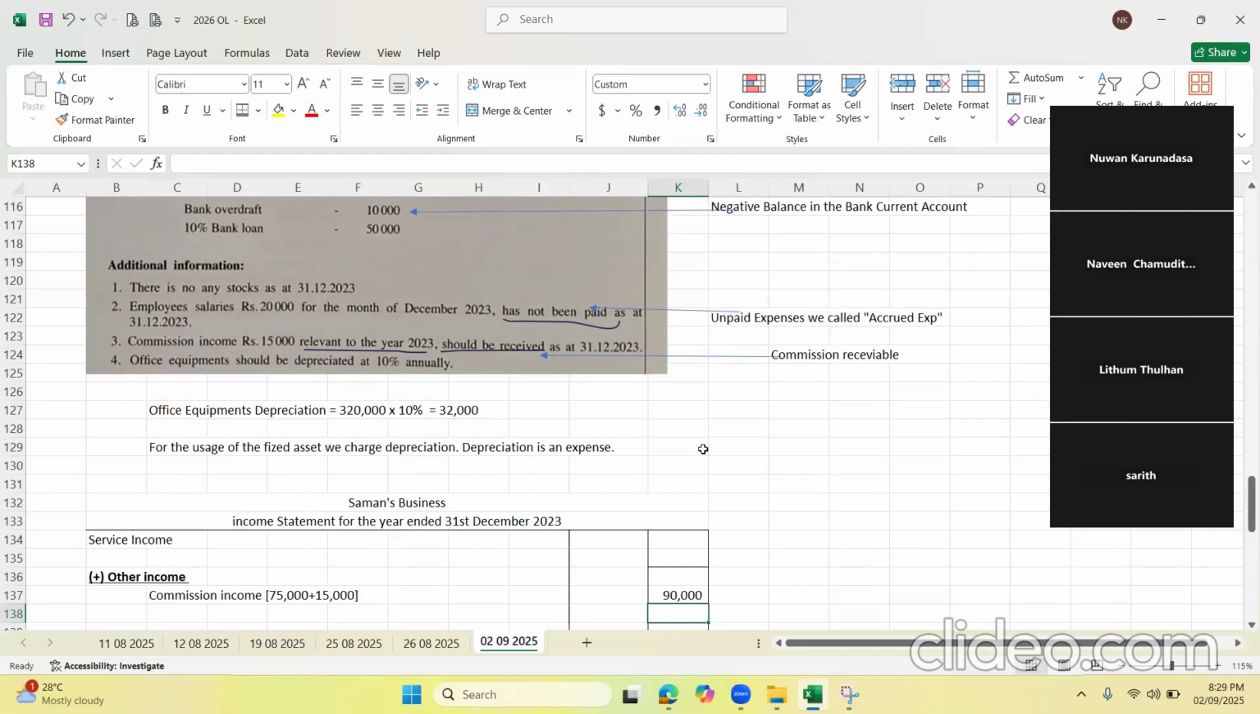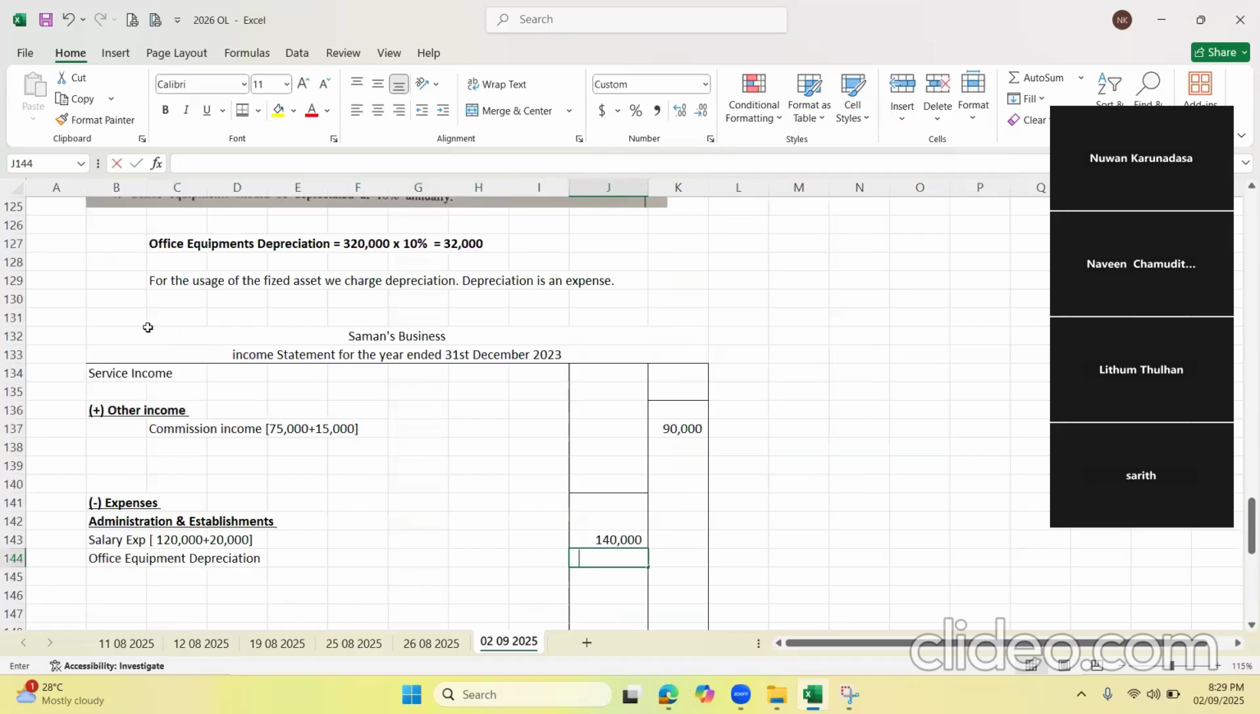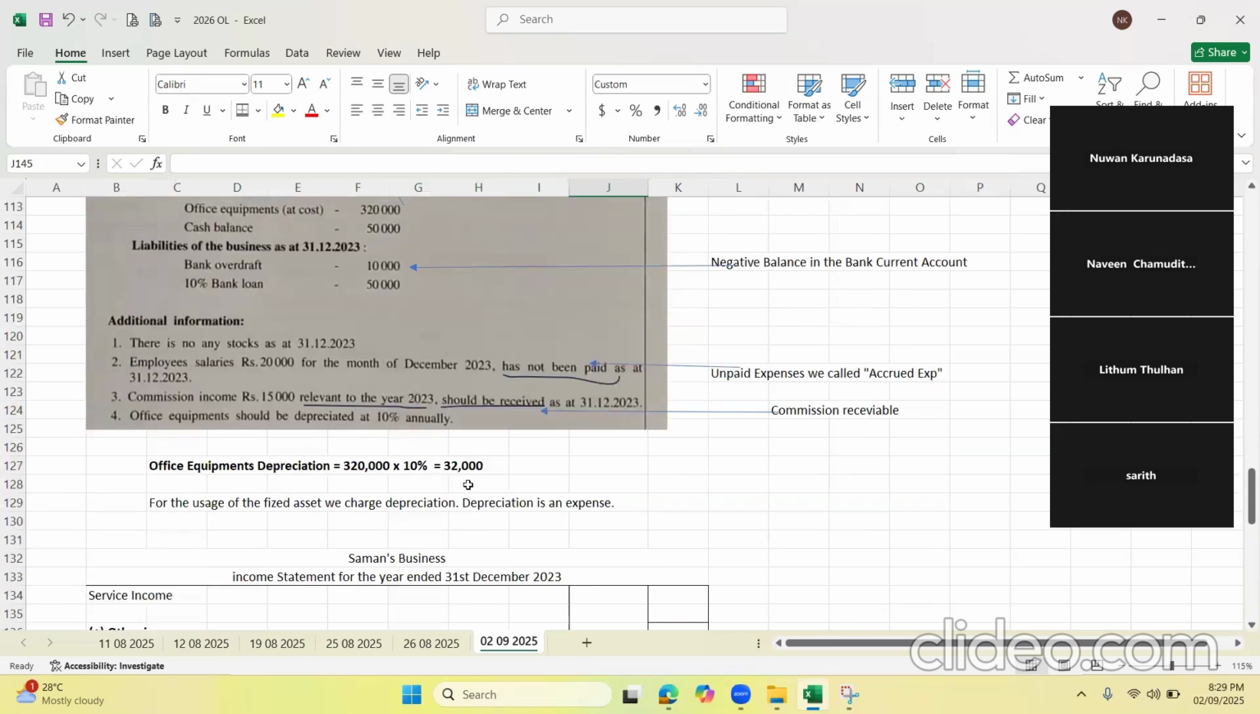Then we have done adjustments number 1, 2, 3. Number 4: office equipment should be depreciated 10% annually. We have calculated the depreciation. It came to 32,000. It is an administration expense, office equipment depreciation. Just look at it, it came to 32,000. Office equipment depreciation is again an expense. We have done all the adjustments now.